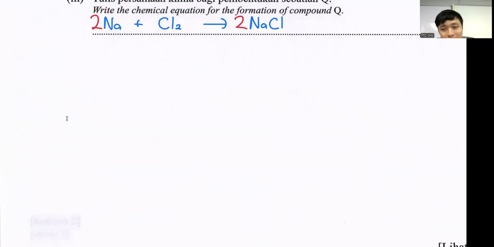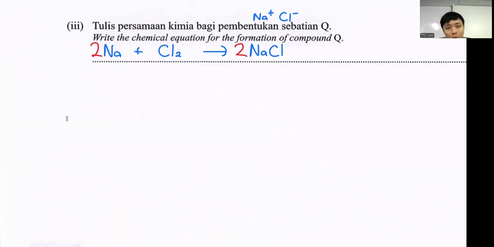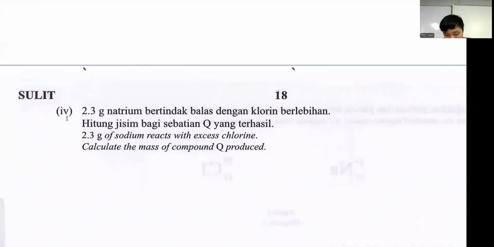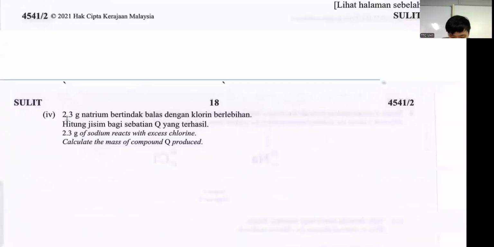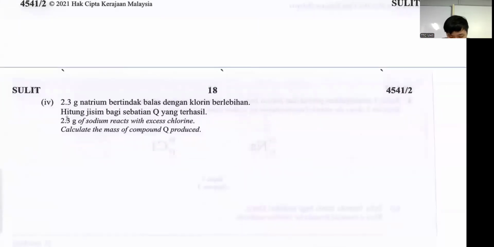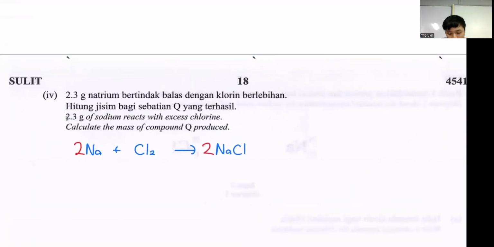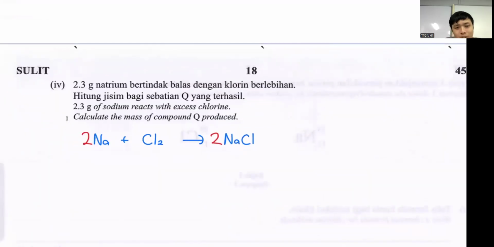And then you have to use another calculation for number of mole. They ask: 2.3 gram of sodium reacts with excess chlorine. You have to use the equation. We don't care about the information for excess. We care about the real value given, 2.3 gram of sodium, the Na. They ask you to find the mass of compound Q. So you got 3 steps, 3 marks.